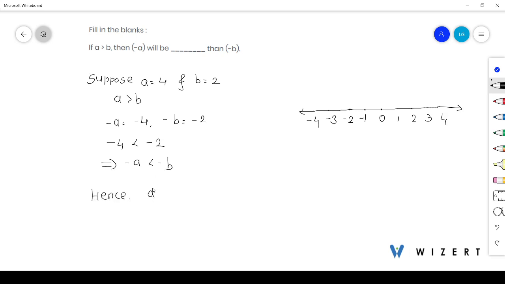Hence, if A is greater than B, then minus A will be less than minus B.